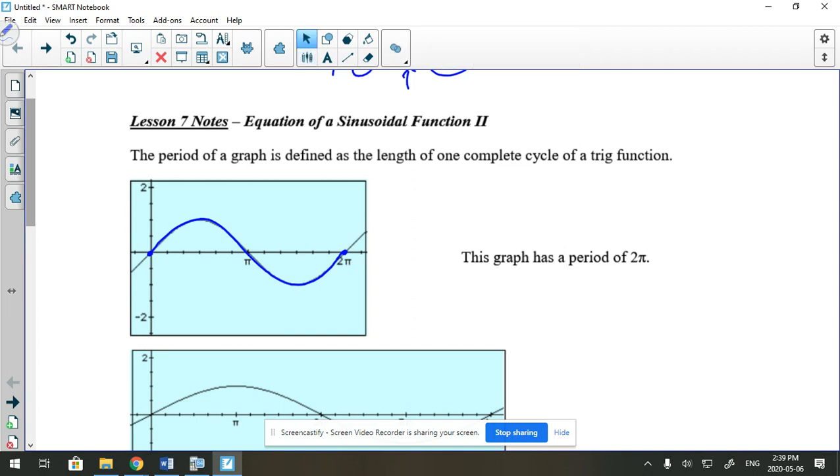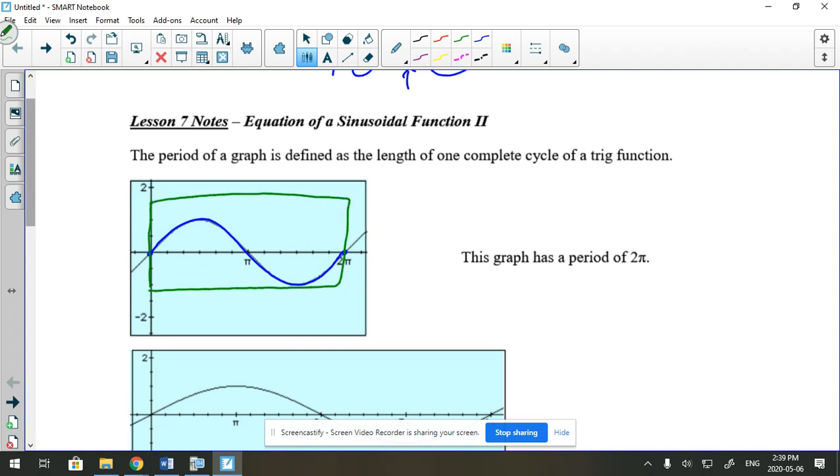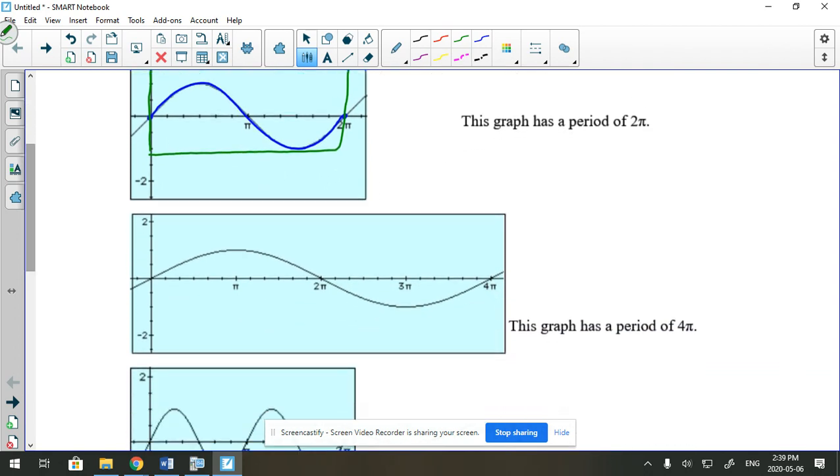Often what we'll do to help figure out the period is pick a nice starting point. You want something that's easy to read off the graph. This one is right at 0, that's nice. Then figure out where a complete revolution is. That is described as the period, and then it keeps repeating itself. For the next graph, if we start here, you can see it goes up, it goes down, and then it comes up again. It completes a full revolution by 4 pi.